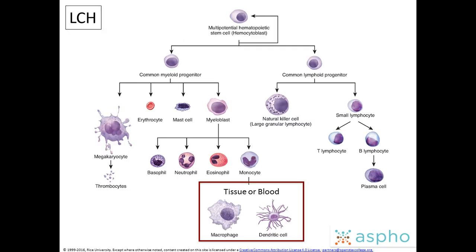Right now the current textbook is going to say LCH is somewhere between this macrophage and dendritic cell phenotype. It looks like it, maybe arises from these terminally differentiated histiocytes.